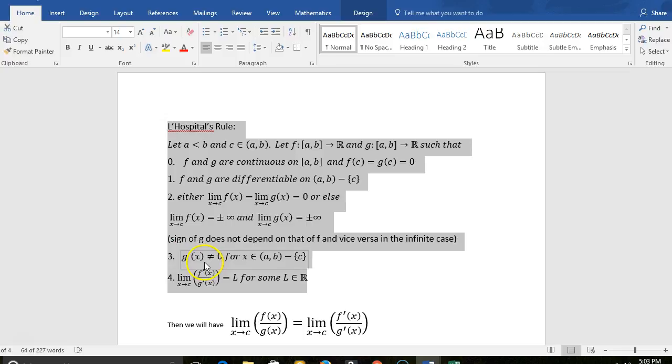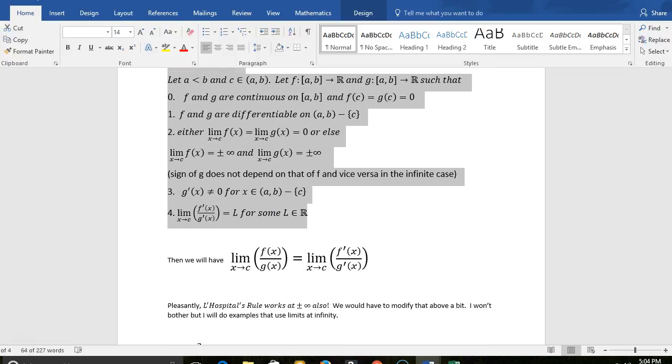Rule 3: g prime will not vanish for x in the deleted open interval (a, b) with c taken out. Rule 4: the limit as x goes to c of f prime over g prime will equal L for some real number L, and L will not be infinity either. L will be a real number, okay?